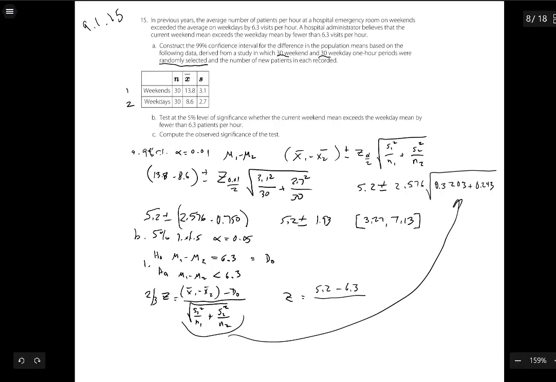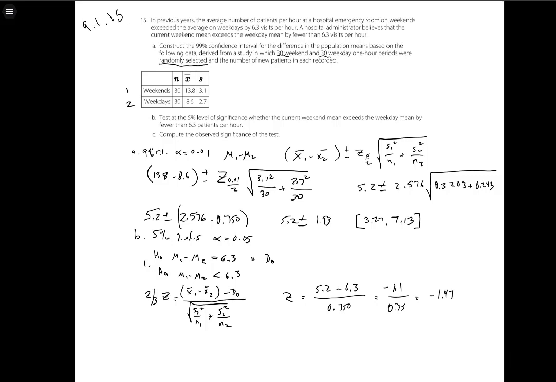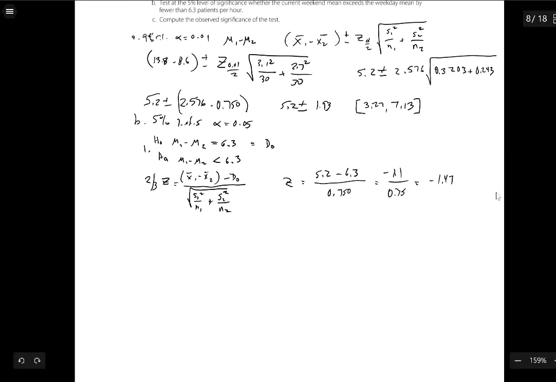So let's pull that one back here. This is divided by that 0.750. So this is going to be minus 1.1 over 0.75, so minus 1.47 is what our test statistic value is. Let's give ourselves a little more room here on the screen and continue down.